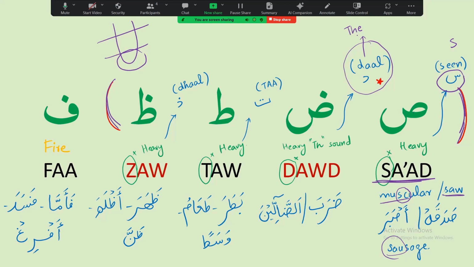So what happens, sister, is that both of these letters are very different with regards to their articulation even, right? For the dal letter, we just place the tip of the tongue at the back of our upper teeth, right? The tip of the tongue touches the back part of our upper front two teeth. Or you can say the roots behind the upper teeth area.